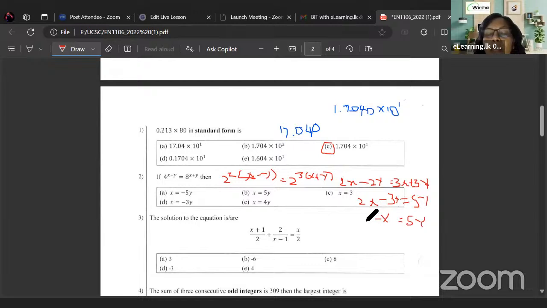Therefore, you can multiply both sides by minus 1. Then you will get the answer x equal to minus 5y. Therefore, what is the answer for the second one? Second one, the answer is A. Right?